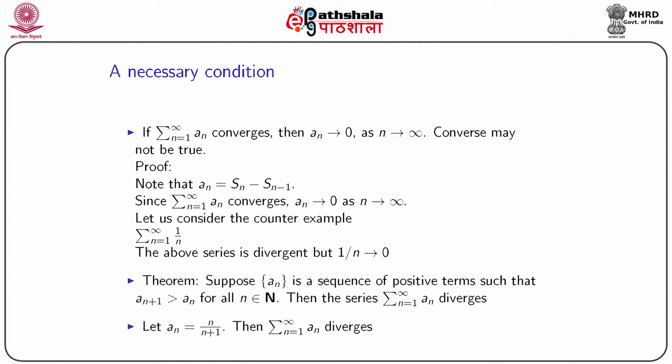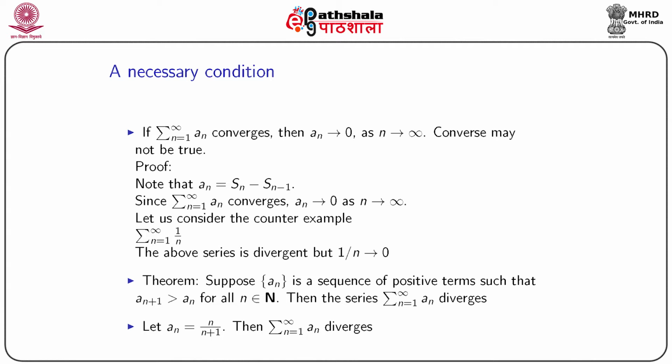Now we will discuss a necessary condition. We will show that this condition is not sufficient. That means if a series converges, then it has to obey this condition, but following this condition will not suffice for convergence. So if the series sum over n from 1 to infinity of an converges, then an must converge to 0 as n tends to infinity. The converse may not be true.